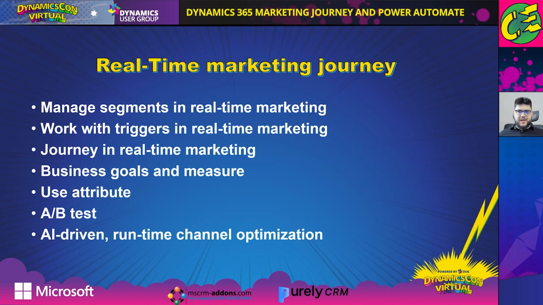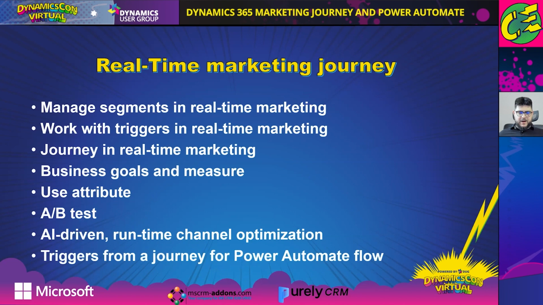But there is an AI, and if you use marketing, you will see that it really helps, and it can help you to define a lot of different things because marketing is getting smarter and smarter, and real-time marketing journeys are really getting smart. And the most important part for us today is that you have the possibility to trigger a journey from a Power Automate flow. So why is this important?